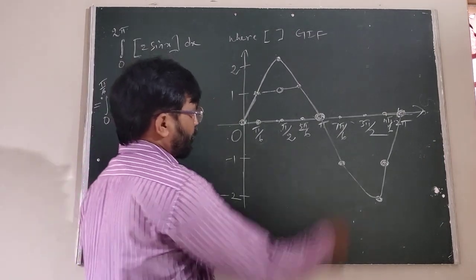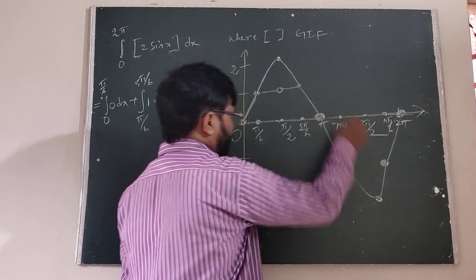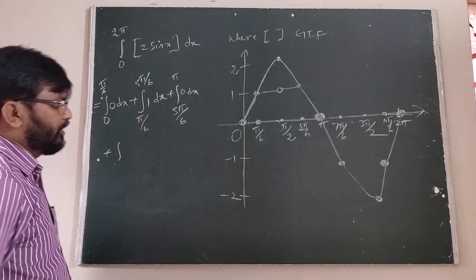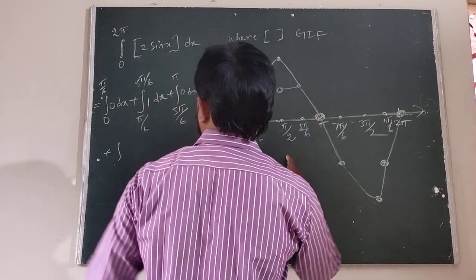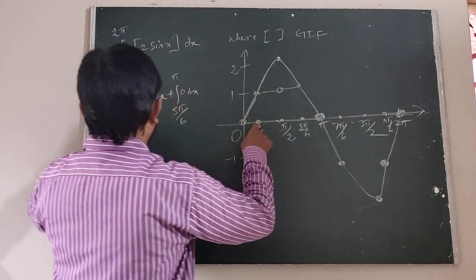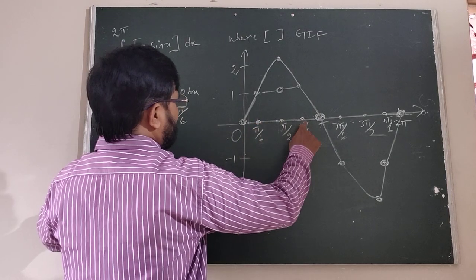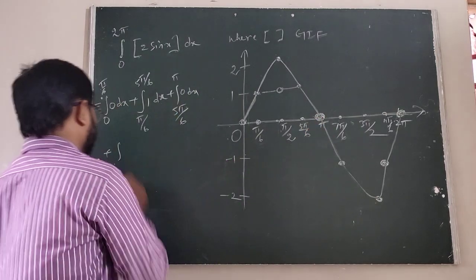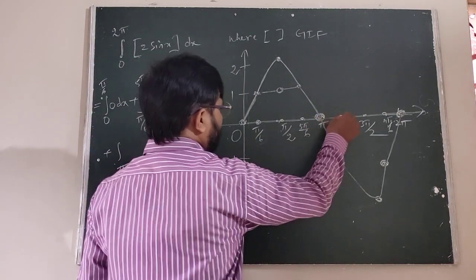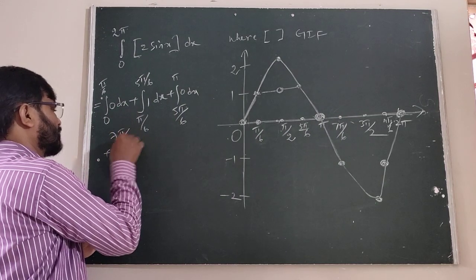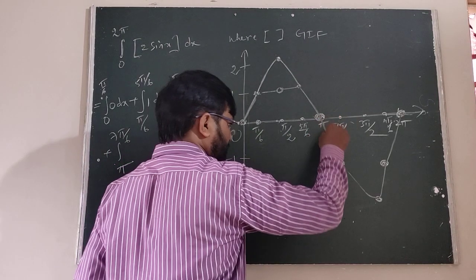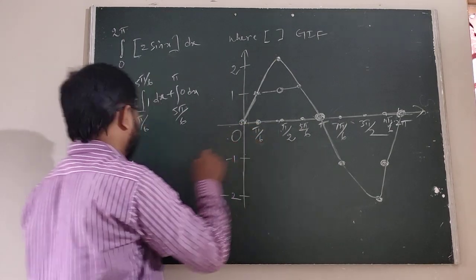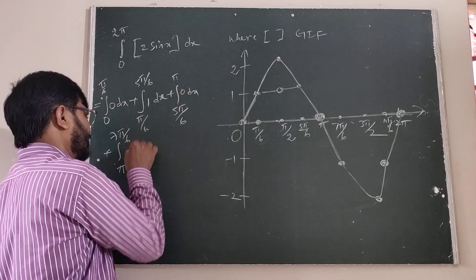Then 5 pi by 6 to here, 7 pi by 6. What do you write? We can write, first 0 to pi by 6 is 0. Pi by 6 to 5 pi by 6 is 1. After that 5 pi by 6 to pi is 0. Now we can write pi to 7 pi by 6. Pi to 7 pi by 6 is this region. Undoubtedly these are all values below 0, from 0 to minus 1. Minus 0.5, that is minus 1, that is minus 1 dx.